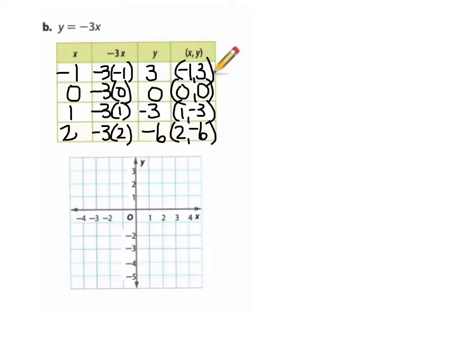So we can go through and plot our points. We have -1, 3. Ordered pair of 0, 0. We have 1, -3. And now we have 2, 6, which will be way down here. If we connect our line, it is a straight line. So we see that we've done our values correctly.